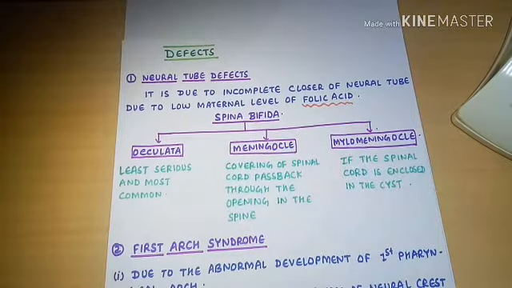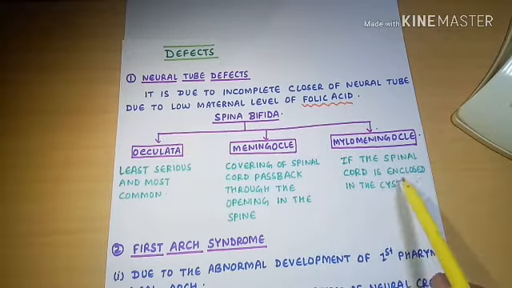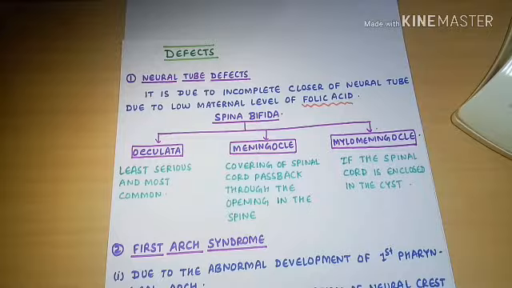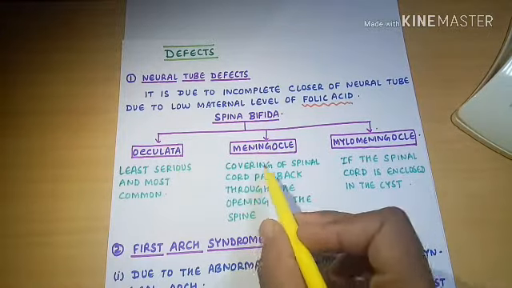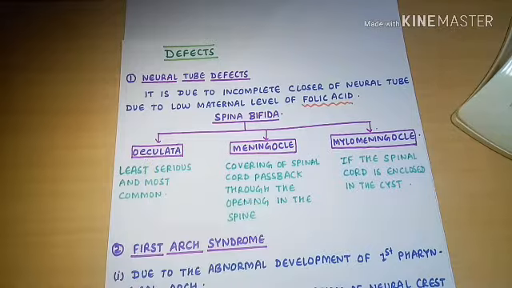There is another type of spina bifida, that is the myelomeningocele. With the passing back of the covering, the spinal cord is also enclosed in the cyst. So it is called the myelomeningocele. It is more dangerous than the meningocele and the occulta. So the most dangerous is the myelomeningocele, then comes the meningocele, and then the occulta.